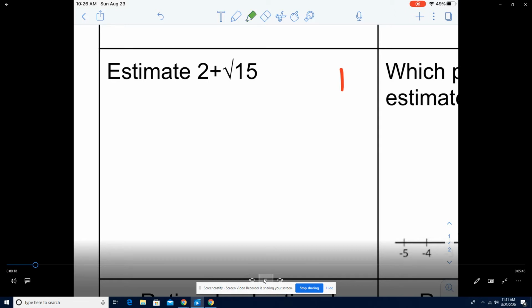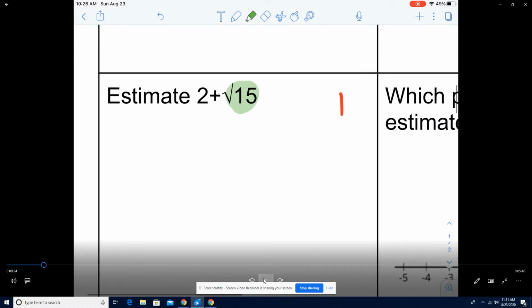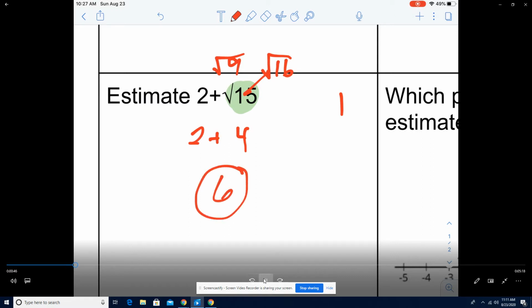So to do that, we have to estimate the square root as a whole number. Here's what I know. The two closest perfect squares are 9 and 16. Since it's closer to 16, I'm going to estimate this as 4, because 4 times 4 is 16. So then I've got 2 plus 4, which is 6. And that would be my answer.